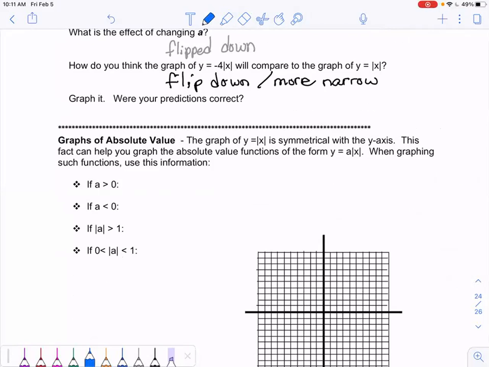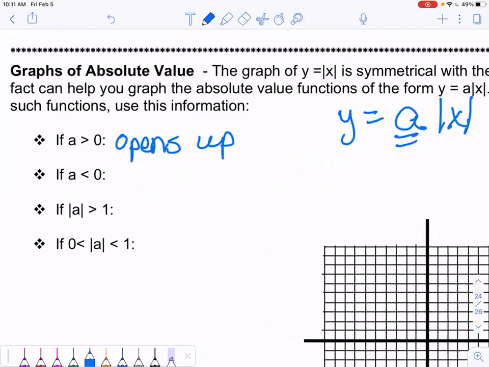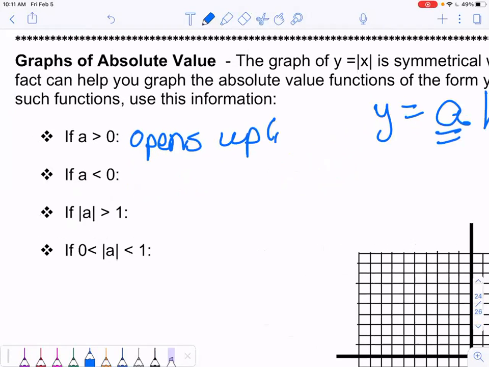So the first thing, the A value is the number in front. So Y equals A is the number in front. And we're going to be changing that A. If A is bigger than 0, we say the graph opens up. So that means, is it positive? Is there a positive number in front? I'll write positive in parentheses. So when A is positive, it opens up.